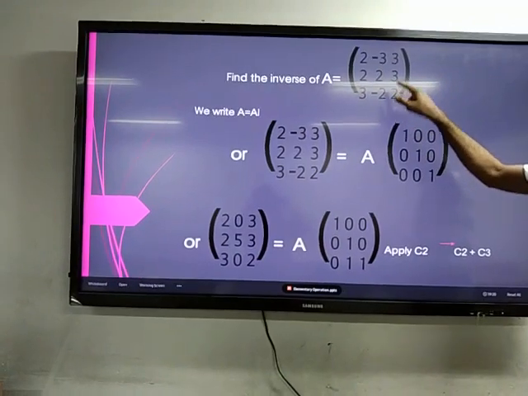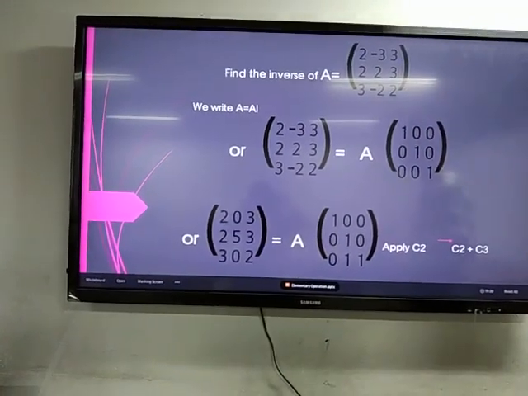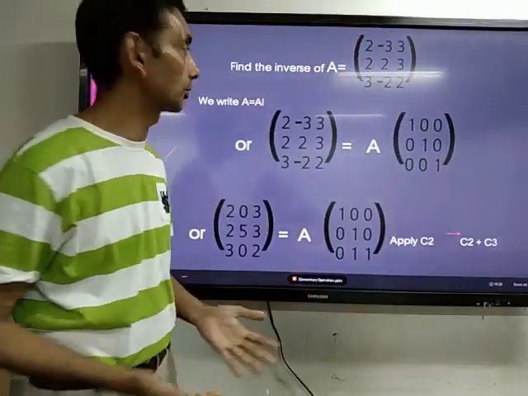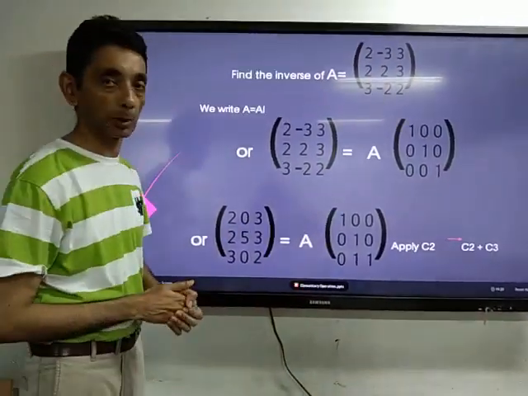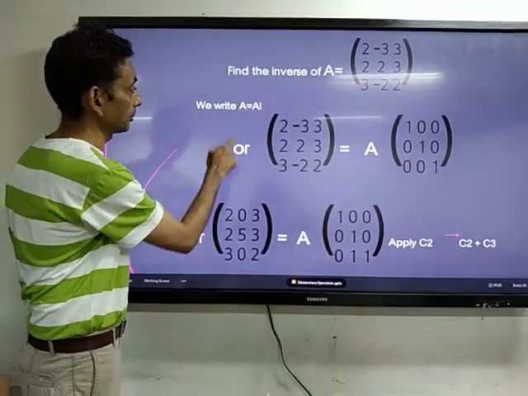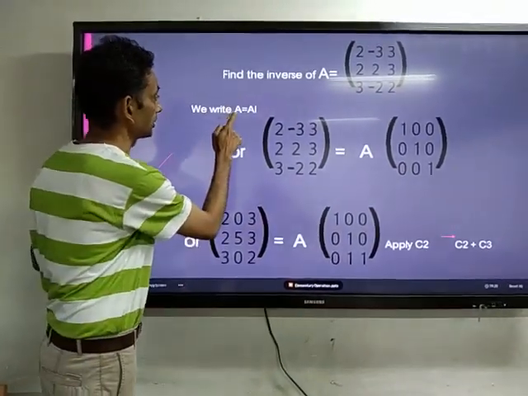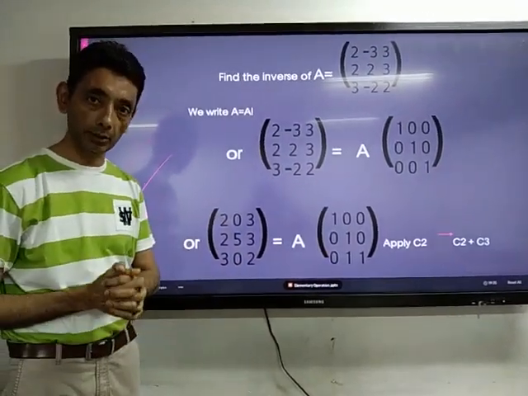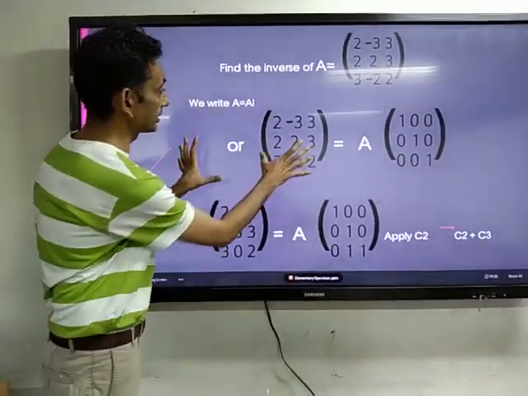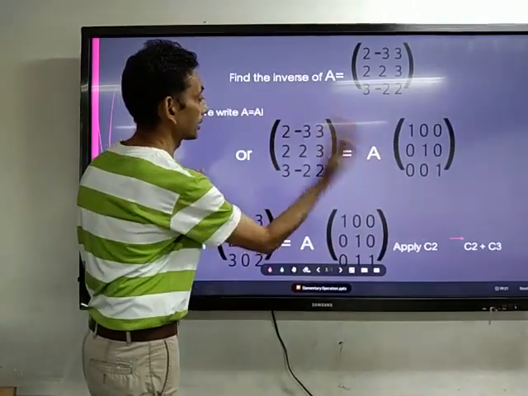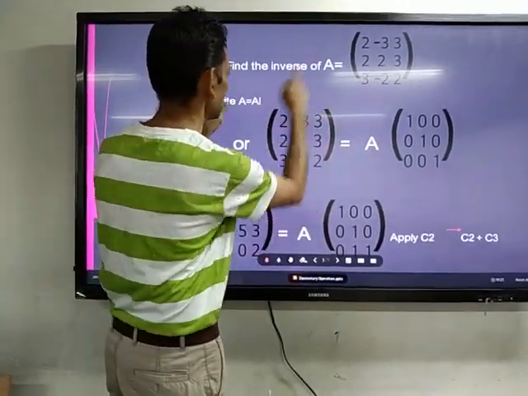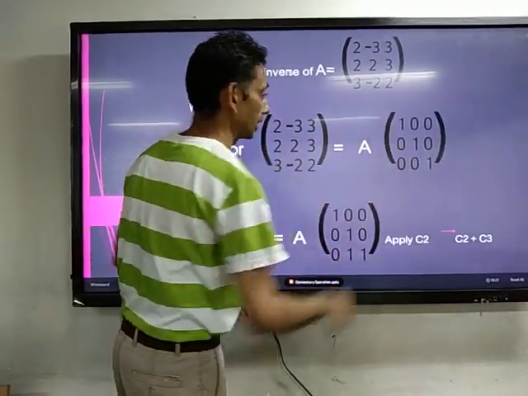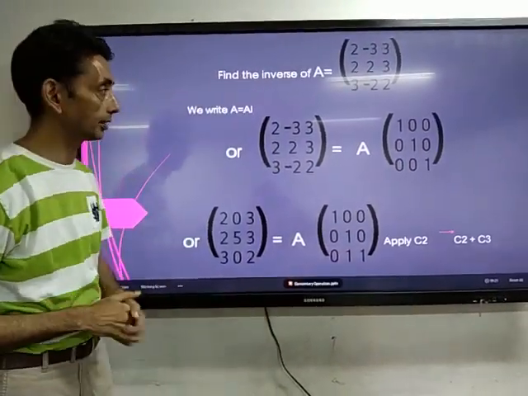We are going to find the inverse of this matrix with the help of elementary column operations. Students, you should know that when you start questions with elementary column operations, there is an important step you need to remember: always write A equals AI. Next, on the right hand side you don't need to write the whole matrix A, you only write A. And in place of I, you write the 3 by 3 identity matrix.